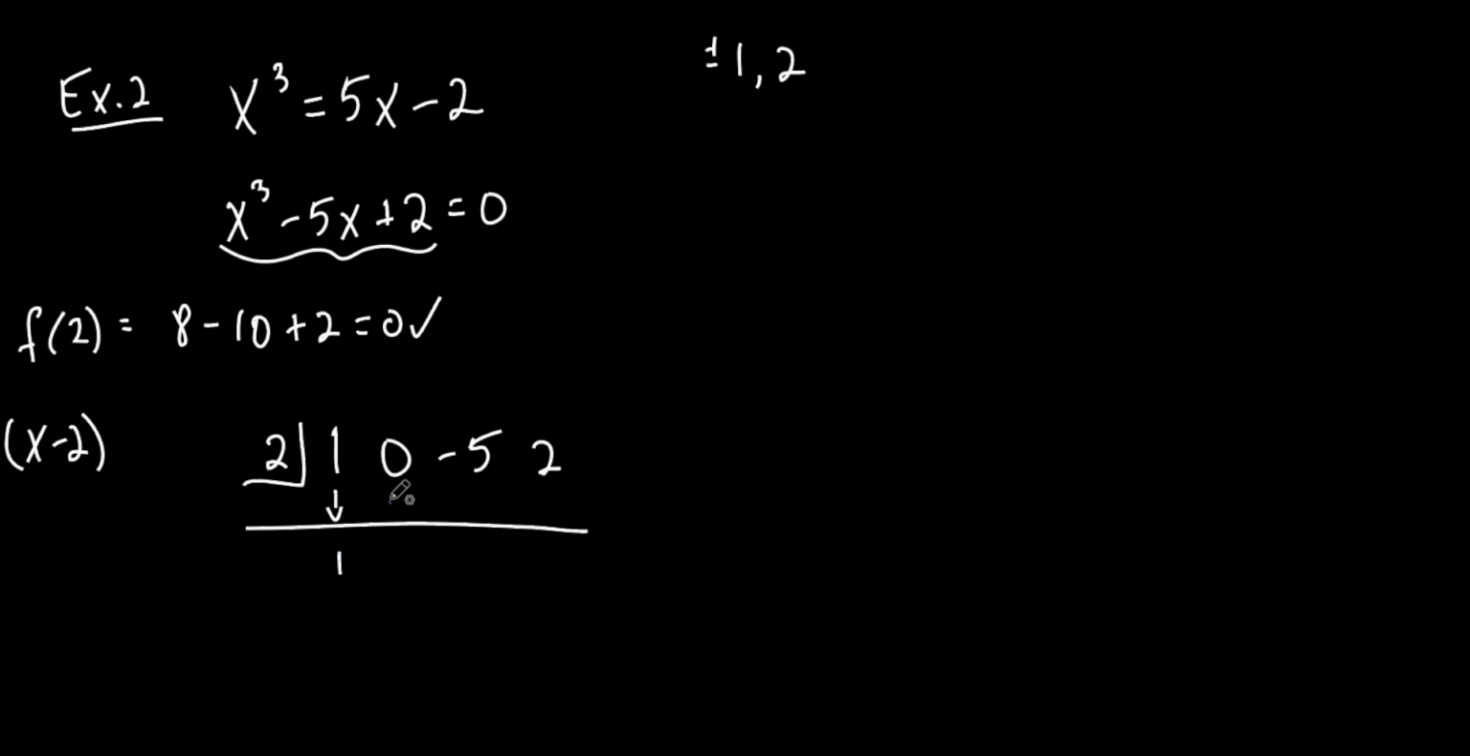So 2 times 1 is 2. You add them up, that's 2. Multiply them, that's 4. Add them up, it's negative 1. Multiply them, it's negative 2. Add them up, it's 0. So 0 is my remainder. So that's what it should be.